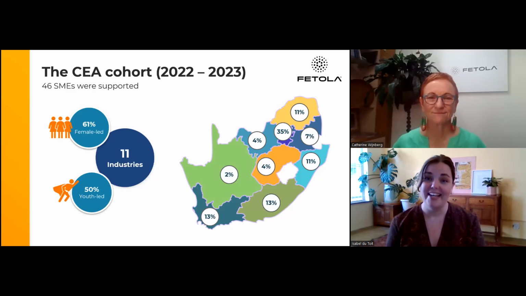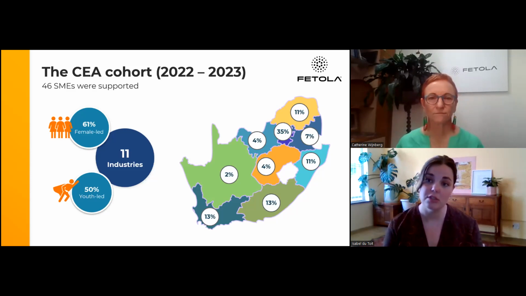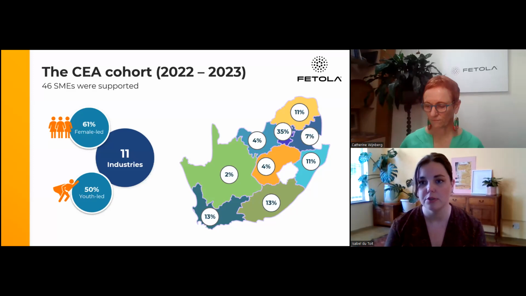And then 11 industries were covered over the course of the program. We did this specifically to ensure that we could prove the circular economy model across industries. Some of the industry examples would be manufacturing and agriculture, which are really big industries in South Africa. But we also had healthcare, education, and textiles. So a great range of industries within this cohort.